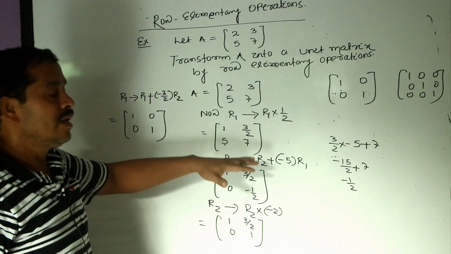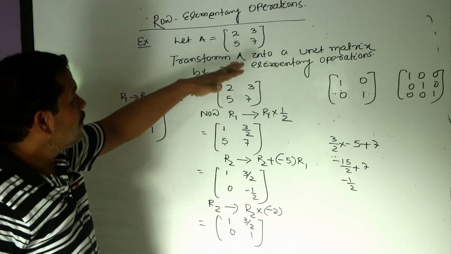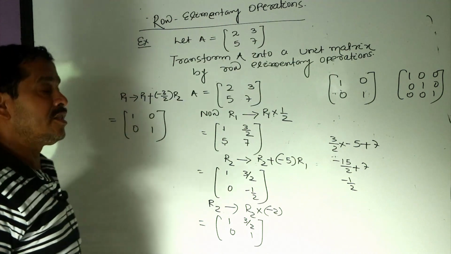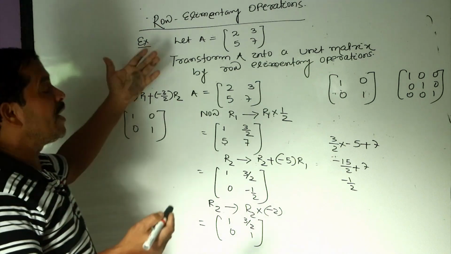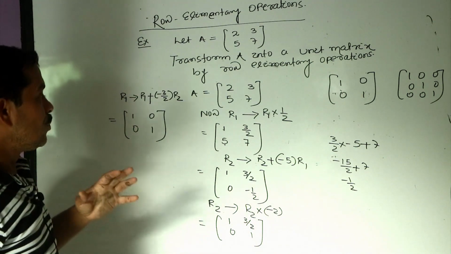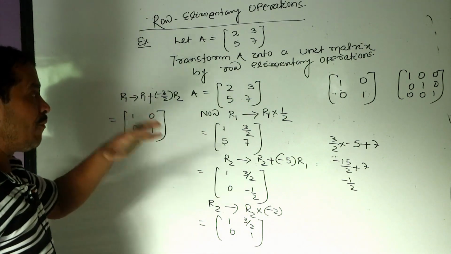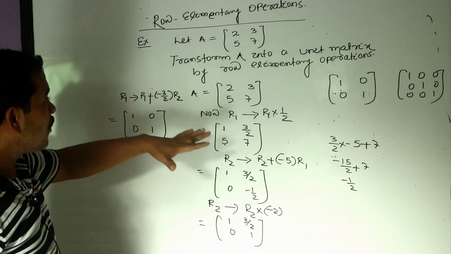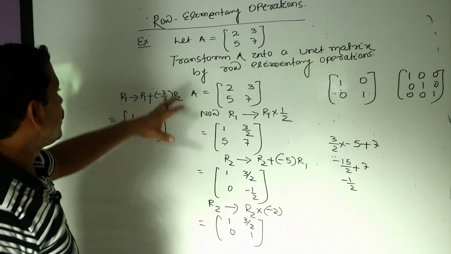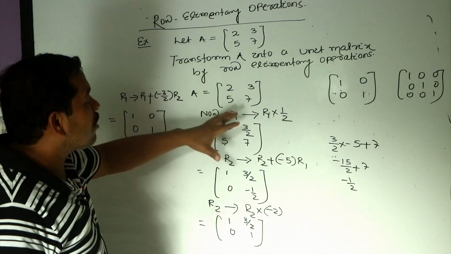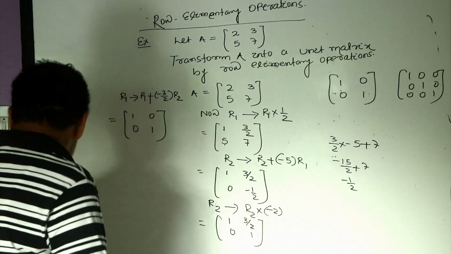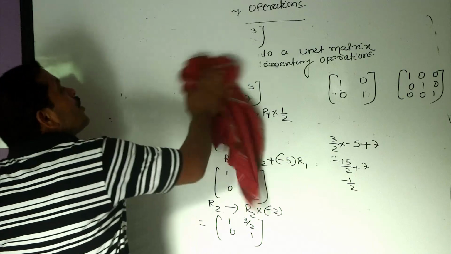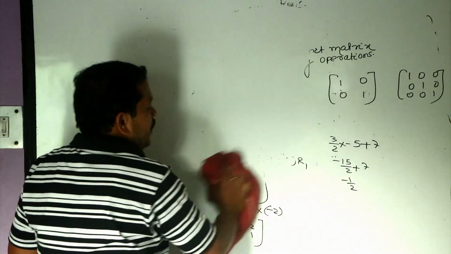That is the process of how to transform a matrix into a unit matrix by row elementary operation. Similarly, you can practice column elementary operations. Do some more examples and practice yourself, then you will do problems easily. That is the row elementary operation, how to convert a matrix to a unit matrix. Next, how to find the inverse of a matrix by row elementary operations.